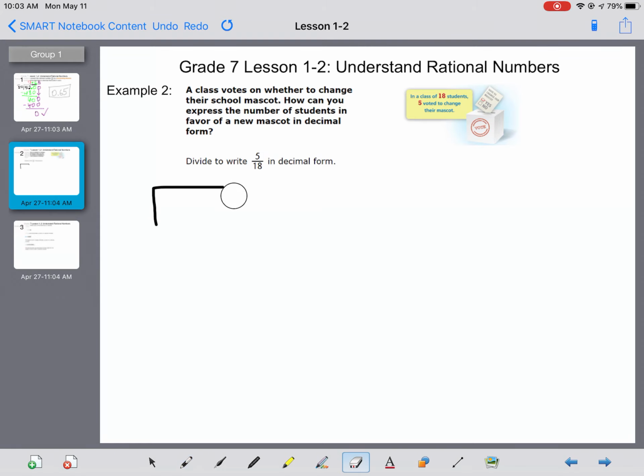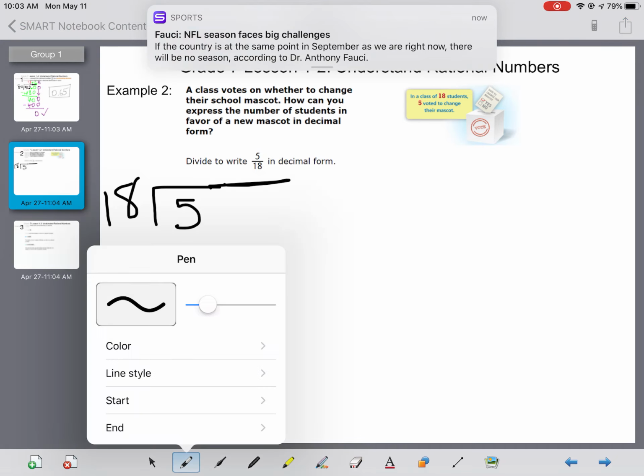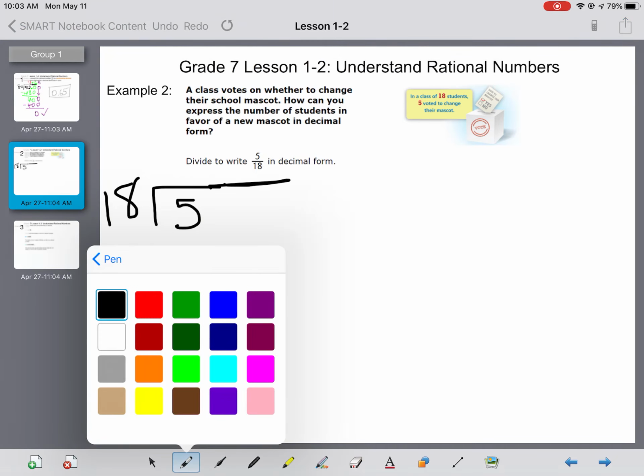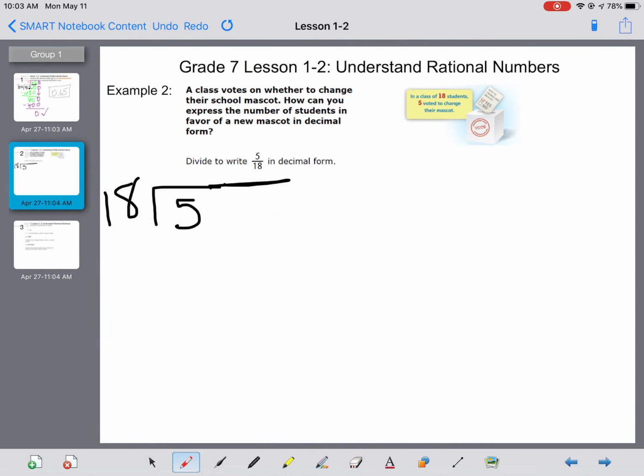Sorry, we're going to erase this so there's no hook at the end. Let's make it a little longer. Okay. So I'm going to put my 5 here, and I'm going to put my 18 here. We should all know that 18 does not go into 5. So I'm going to put a 0 up here, and I'm going to start my decimal point.